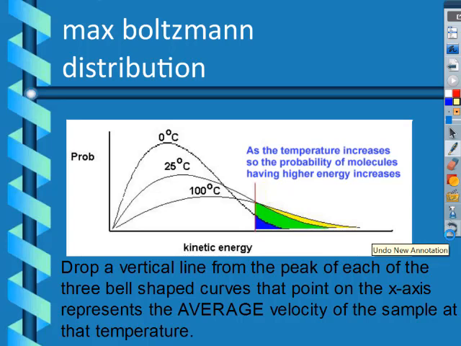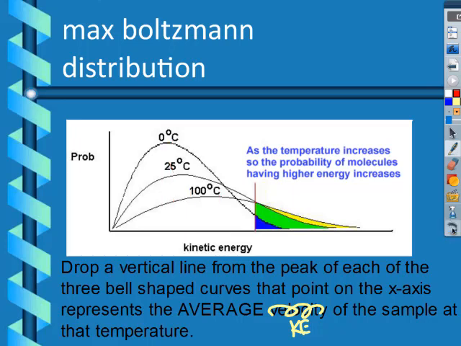As the temperature increases, the probability of molecules having a higher energy obviously increases. So it says drop a vertical line from the peak of each of the three bell-shaped curves. That point on the x-axis represents the average kinetic energy of the sample at that temperature. So at 0 degrees, 25 degrees, and 100 degrees, notice 100 degrees has a greater average kinetic energy. That makes sense.